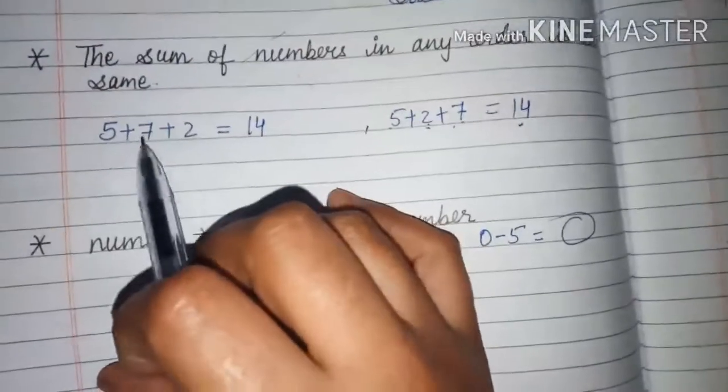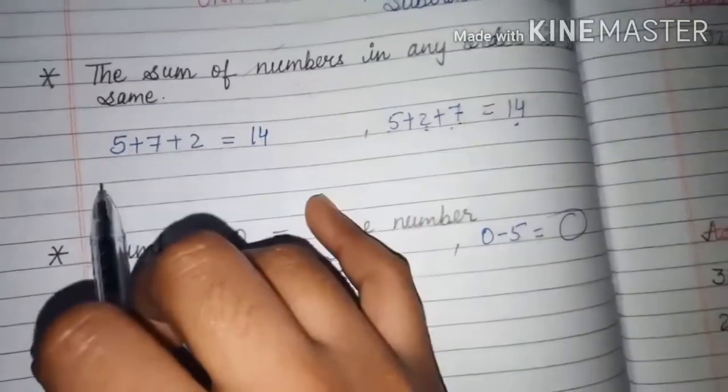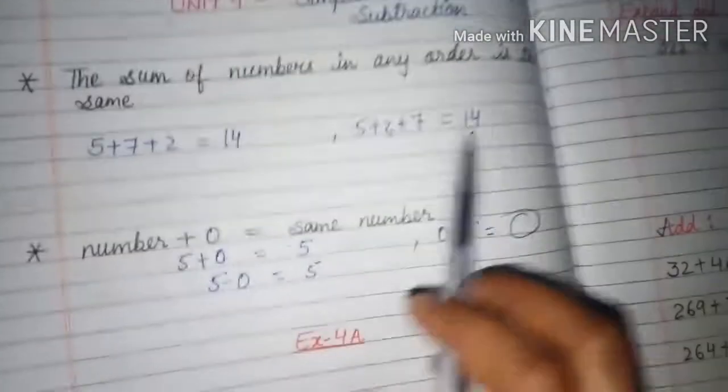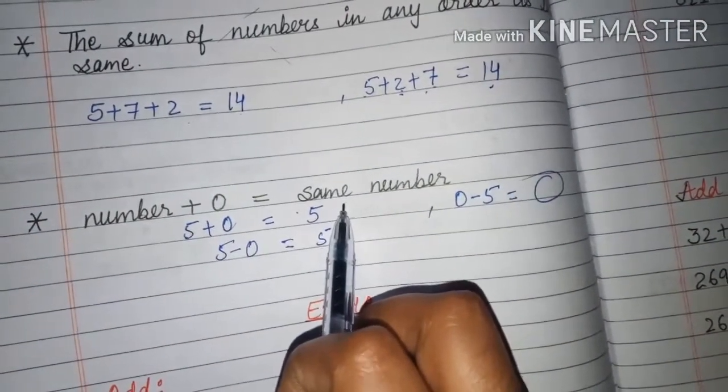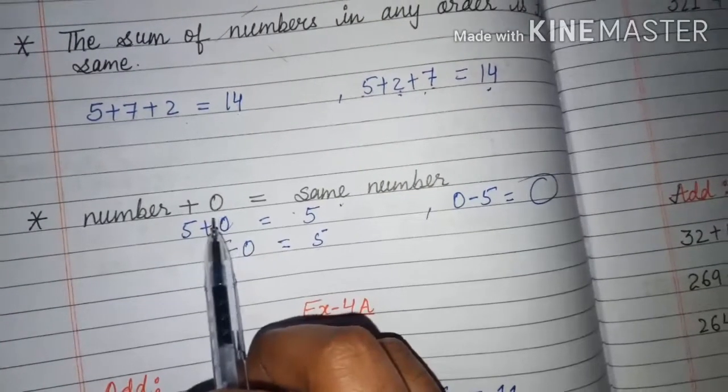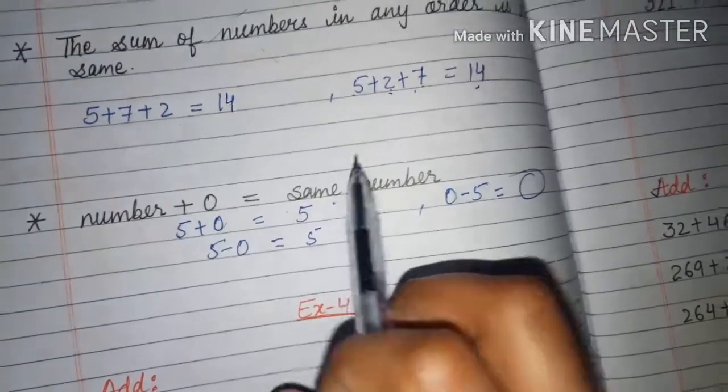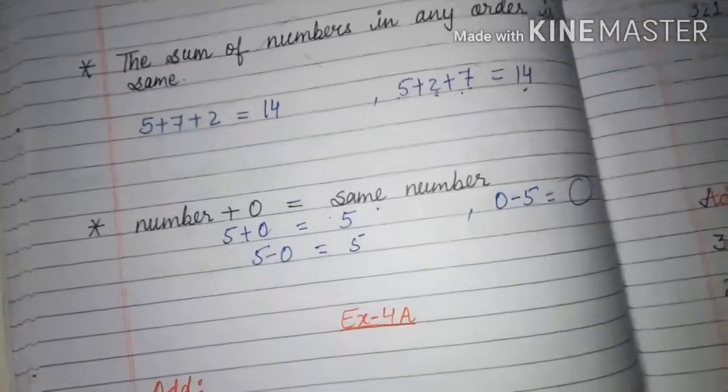That is, if you are adding any numbers in any order, the result you get will be the same. Number plus 0 is equal to the same number. If you are adding any number with 0, you will get the same number as your result.